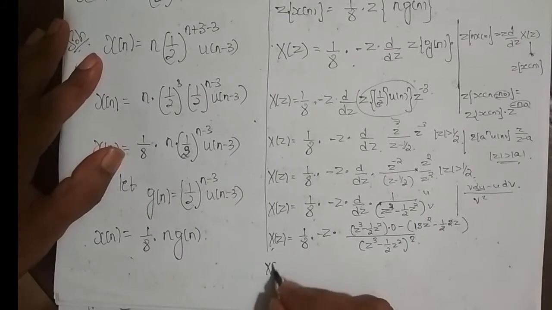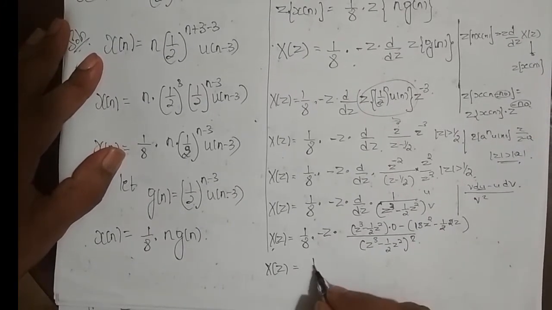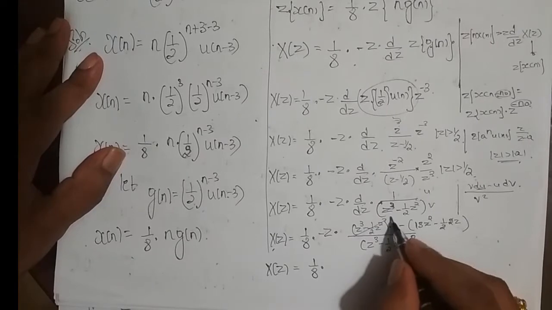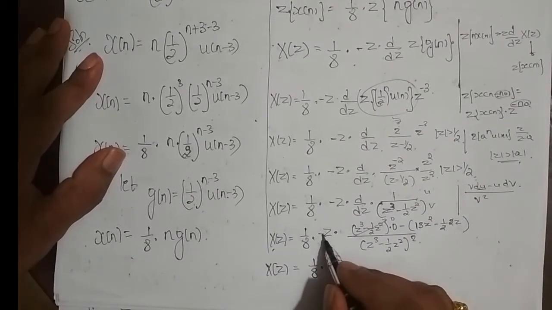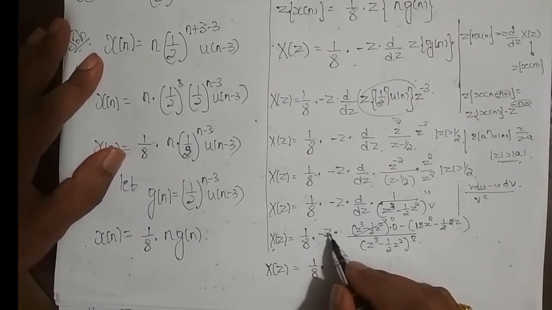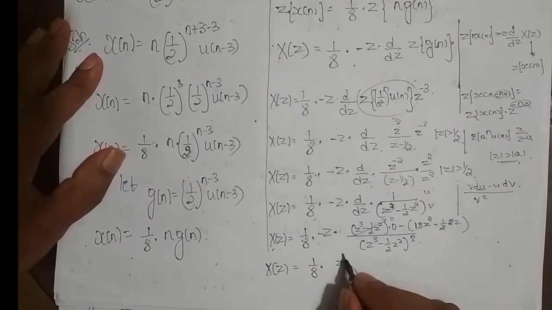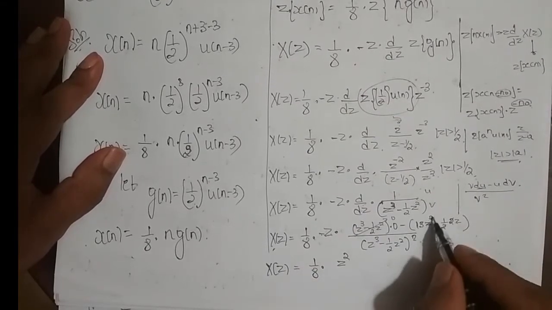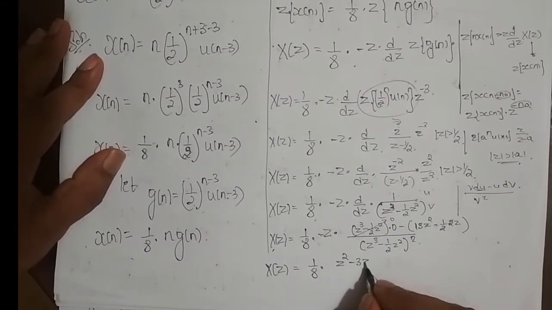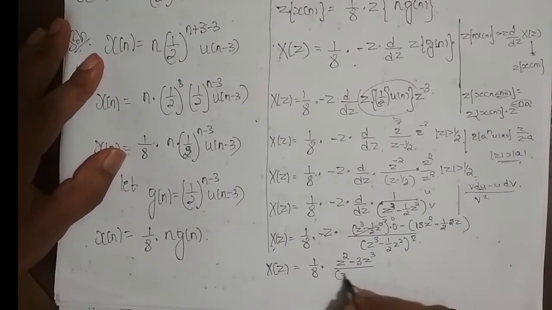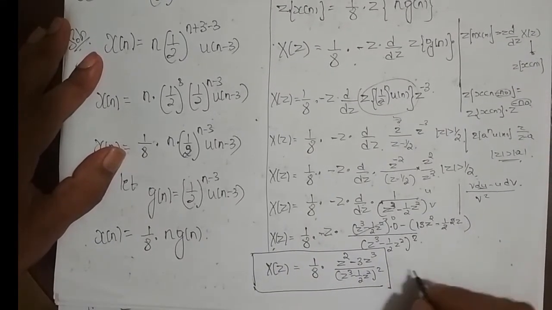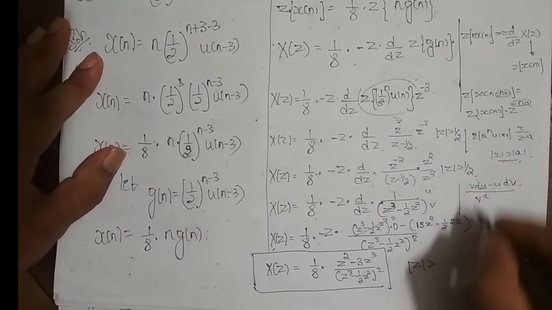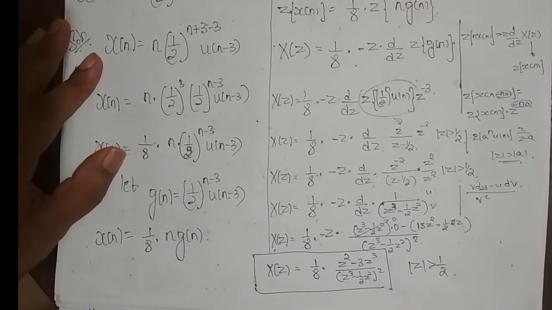So what do I have? I end up with X of z is equal to 1 by 8 into, this term is 0, so this is 3 z square minus z times 1 more minus z. So what happens here is minus into minus plus z square, and minus z times 3 z square, it is minus of 3 z cube, whole divided by z cube minus 1 by 2 z square whole square. So this is the z transform. And what happens to the ROC is I have to carry on the ROC, so greater than 1 by 2.